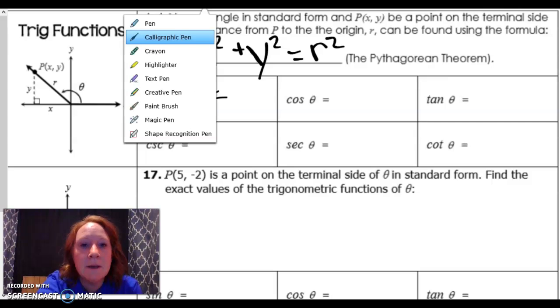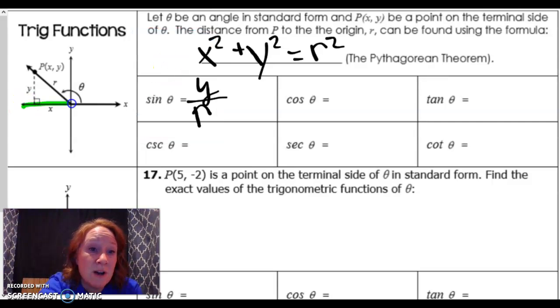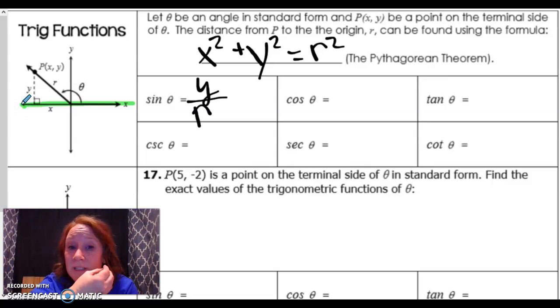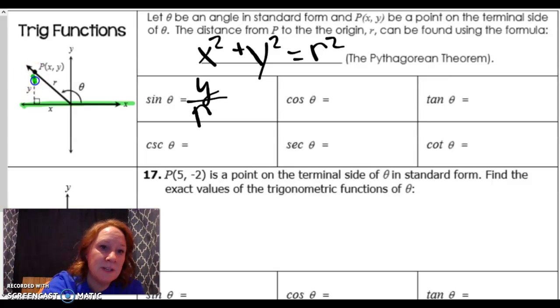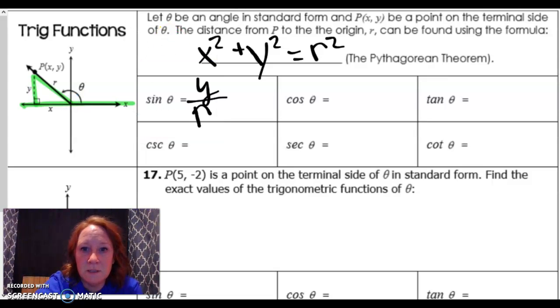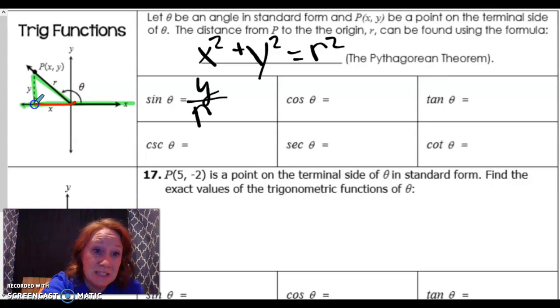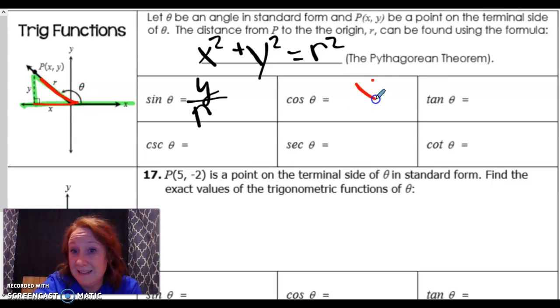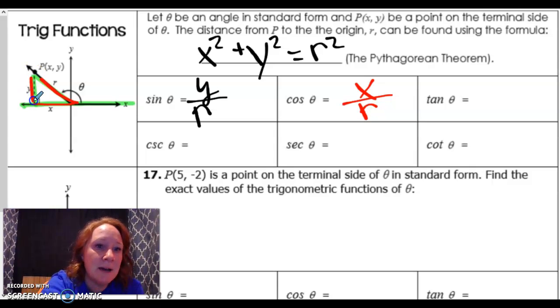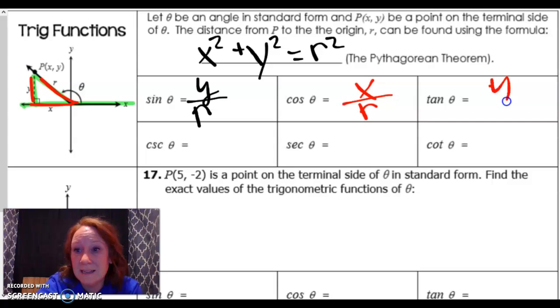y over r. Now, we're always going to read this off of the x-axis, so we're going to take the reference angle to do this. That's why it's y, opposite, over hypotenuse. How about cosine? That's adjacent over hypotenuse, x over r. The tangent is opposite over adjacent, y over x.